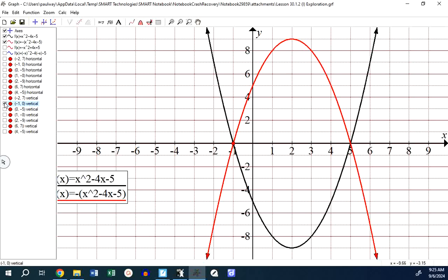So why are those 2 points invariant? Because they're neither below the line of reflection, in which case they would go above. They're not above, so they can't go below. They're on the line of reflection. But more specifically, there are 2, and they are the x-intercepts.